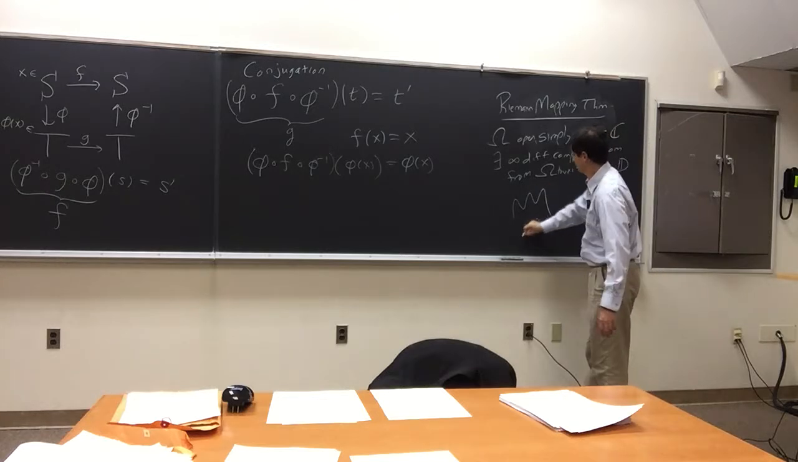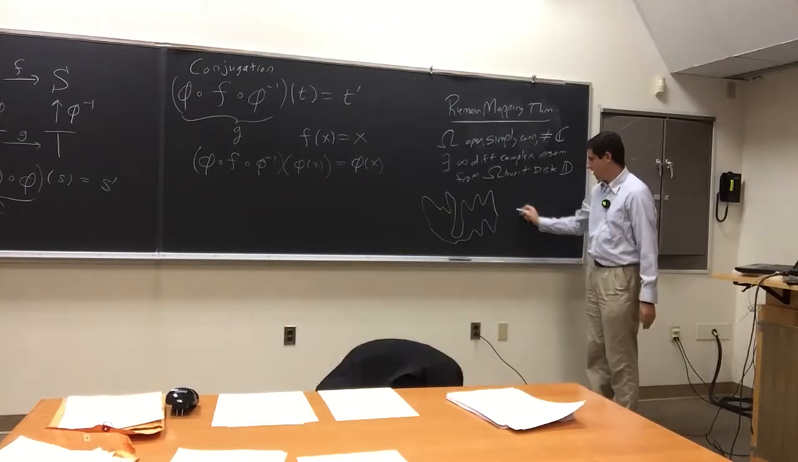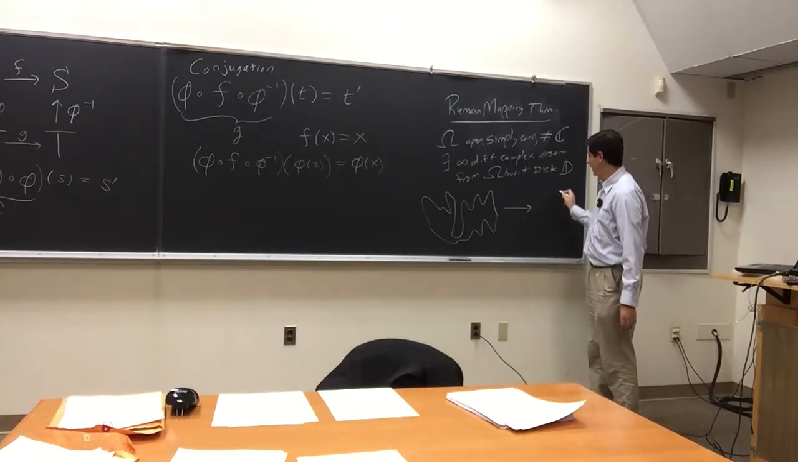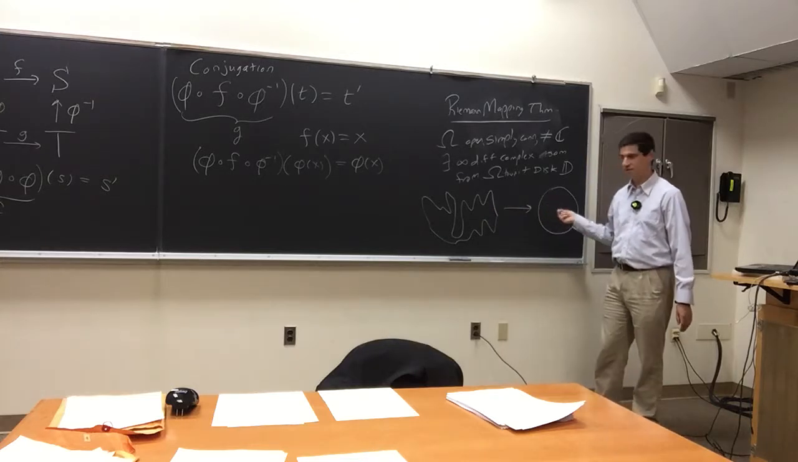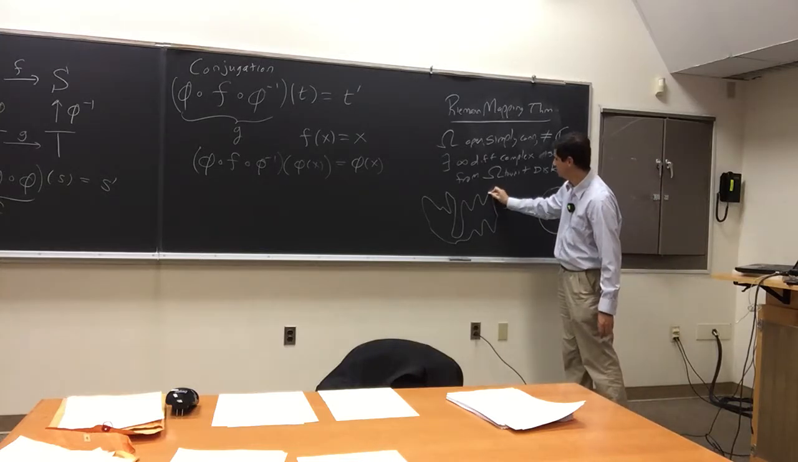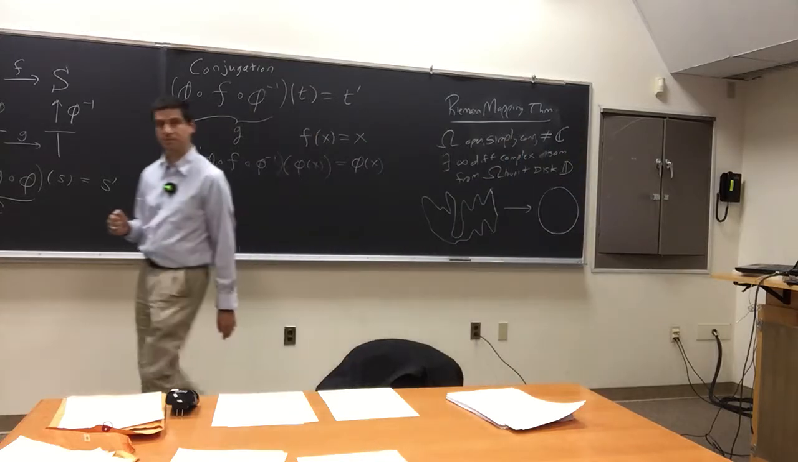So I give you something like this, and I can construct an infinitely differentiable map from this set to this set. I can even have it pointy in places. And in some situations, I can even extend the map to the boundaries.